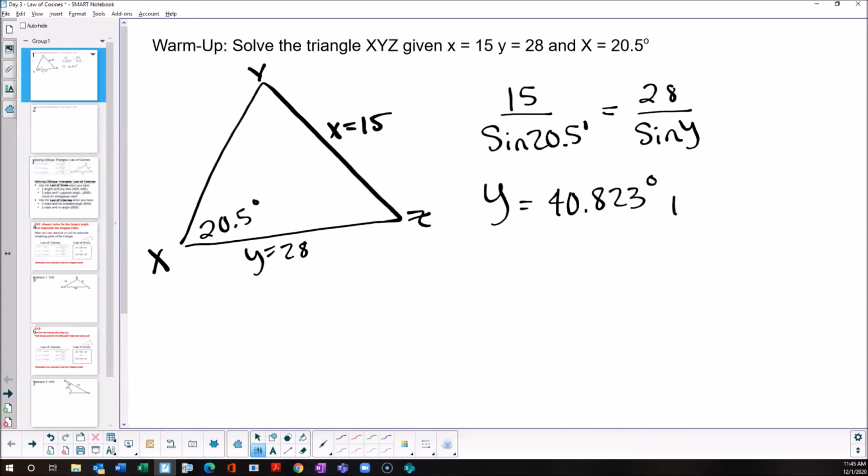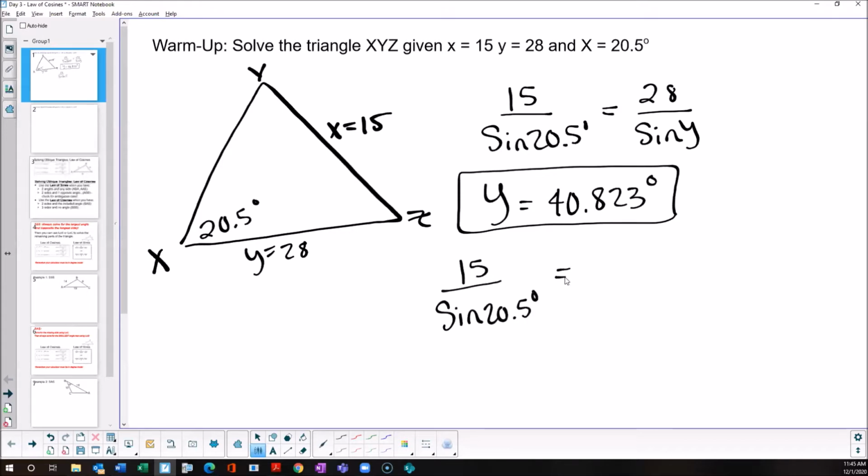Okay, so once I do that, then I'm free to do anything else with my other side. So I could do 15 over sine of 20.5 is equal to, what do I want next? Z, right? Okay, so how do I know what angle Z is? 180. Yeah, so what do we get? 180 minus 40.823 minus what we were given, 20.5.